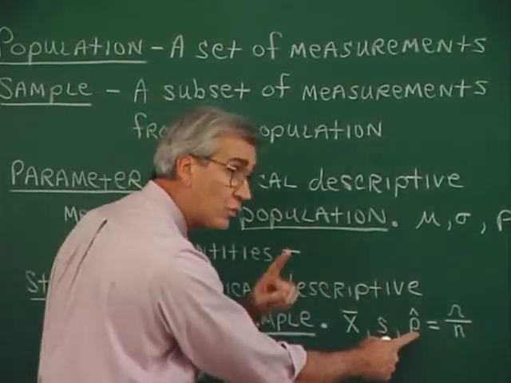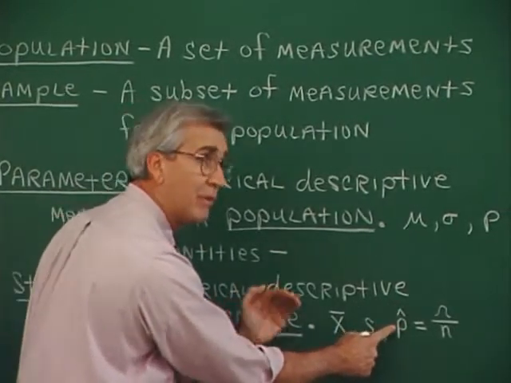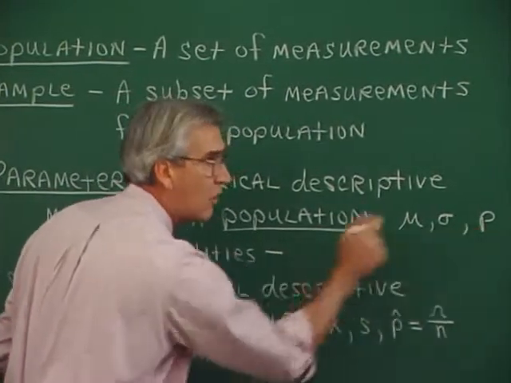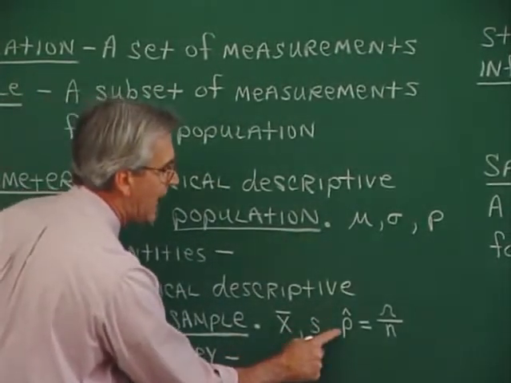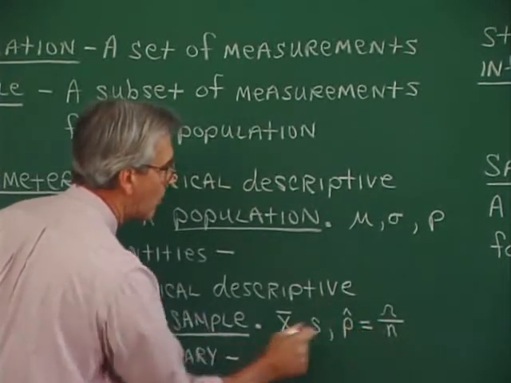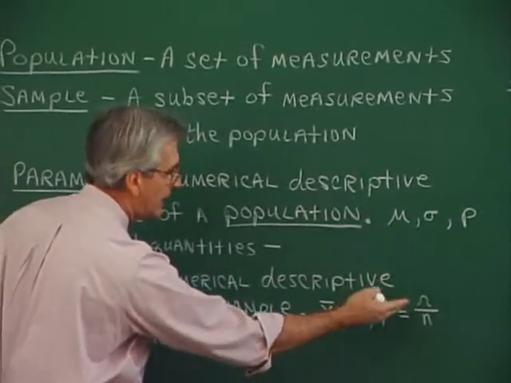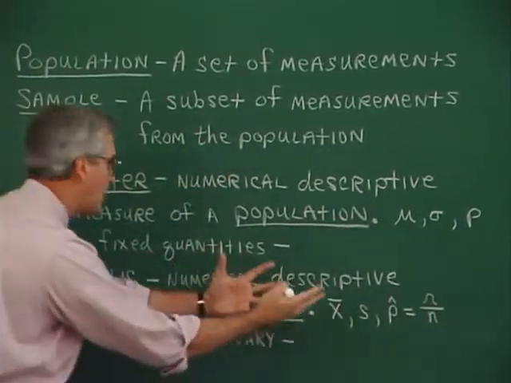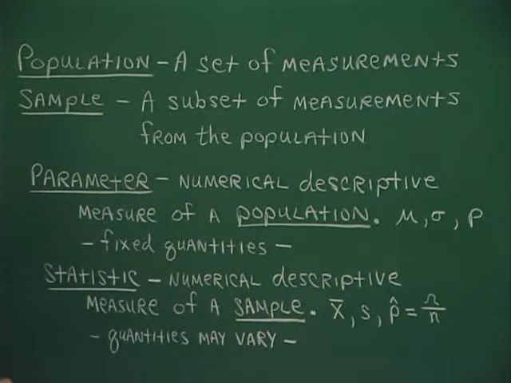P hat, which we haven't talked about before, is the sample version of this P over here for the population. We'll find that P hat is roughly estimated as r over n, but at any rate, it has to do with a sample, and that's the point here in talking about the word statistic and contrasting that with the word parameter.